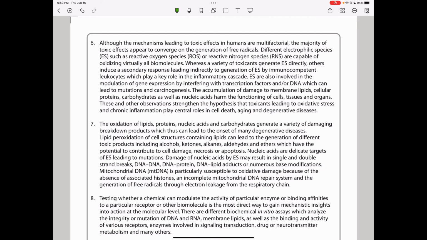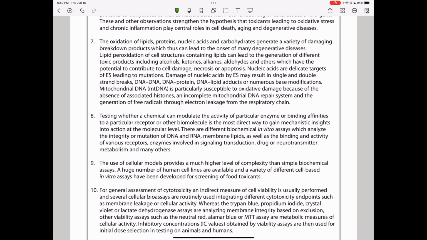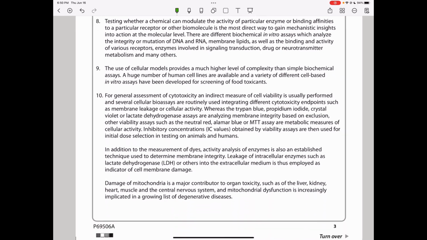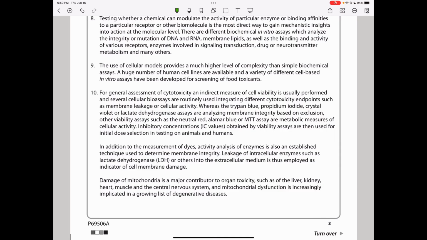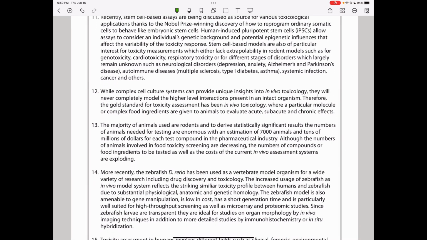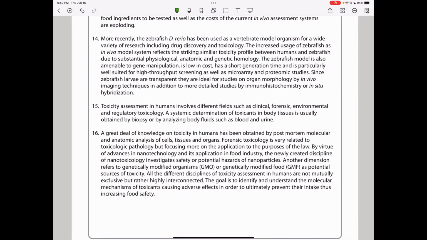We have paragraph 6, paragraph 7, there is paragraph 8, 9, we have 10, and then I'll move to the next page. There is 11, 12, 13, 14, 15, 16, moving on.